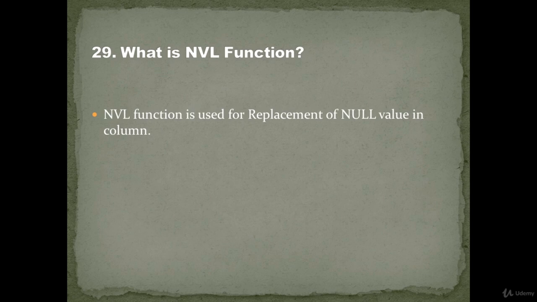Question number 29. What is NVL function? So my friends, suppose you have a column. In that column you have a row value that is null, but while selecting in the query you want that null value as zero. At that time we use the NVL function. So what is NVL function? NVL function is used to replace a null value in a column. Whatever null value is in your column, if you want to replace it with 0, or with 1, or any value, you have to use the NVL function.